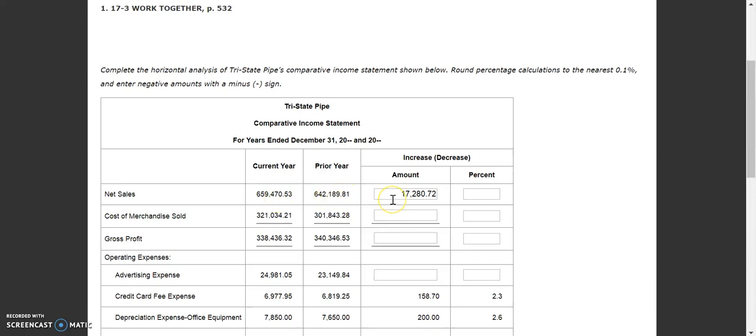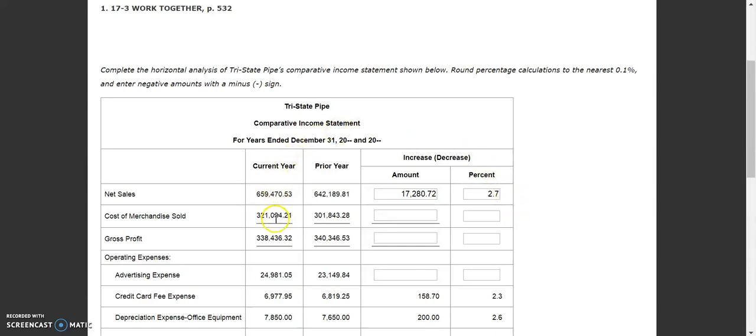Then the second calculation to get our percentage is that we take our increase-decrease amount and divide that by our prior year. So we take this 17,280 and divide by 642, and we end up with a percentage of 2.7%. So again, it ends up being like 0.0269, so just make sure that you round to the nearest tenth so you don't get that wrong.